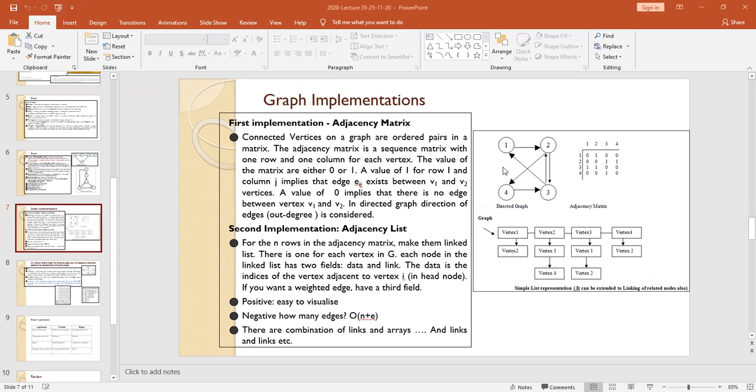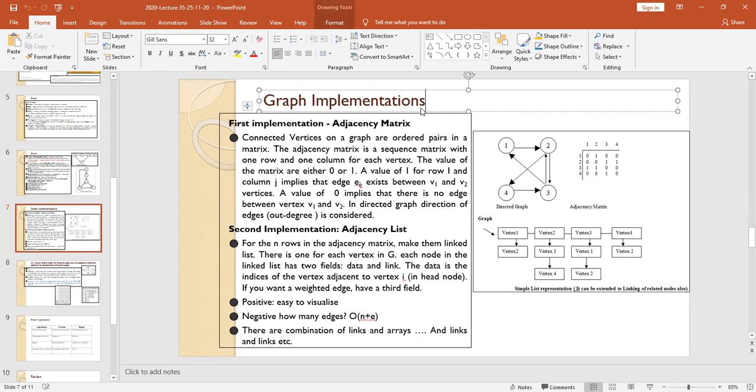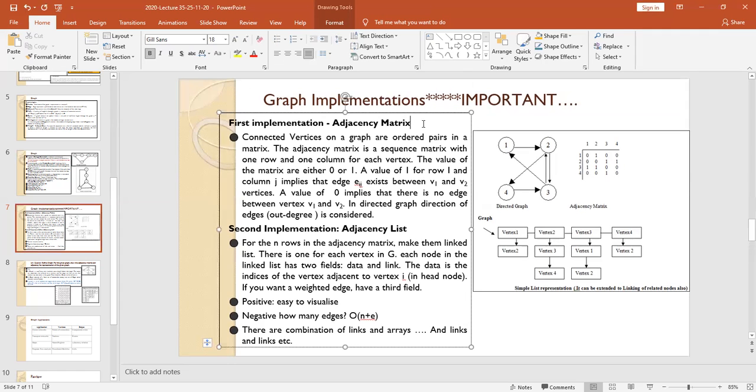Apart from that, now we go with how you implement the graphs. For the implementation of graph we have two methods. It is very, very important from the exam point of view. So kindly understand, this question is very, very important for your examination. Graphical representation, implementation using adjacency matrix and adjacency list.